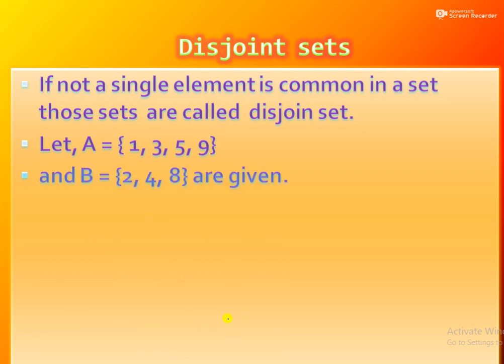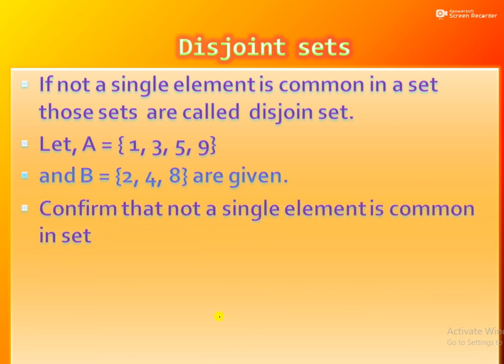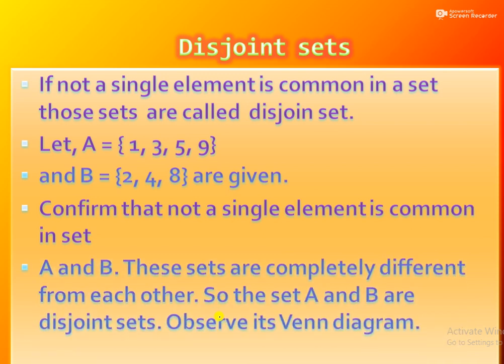Suppose A is the set 1, 3, 5, 9 and B is the set 2, 4, 8. Then confirm that not a single element is common in these sets. It is confirmed that not a single element is common. So we can say that A and B are completely different from each other. So the sets A and B are disjoint sets.